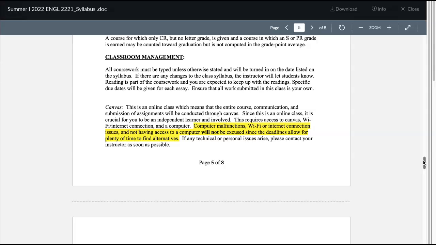Also, you have a whole week to submit assignments. So obviously don't wait until the last minute.